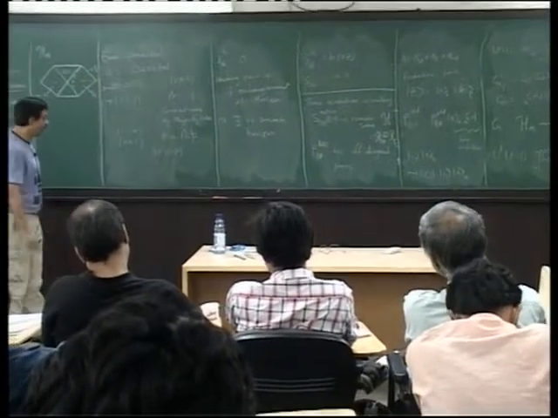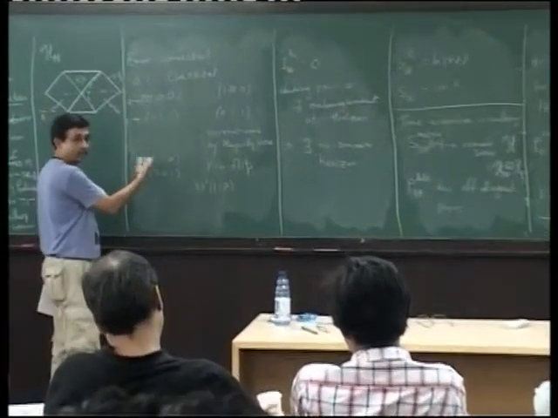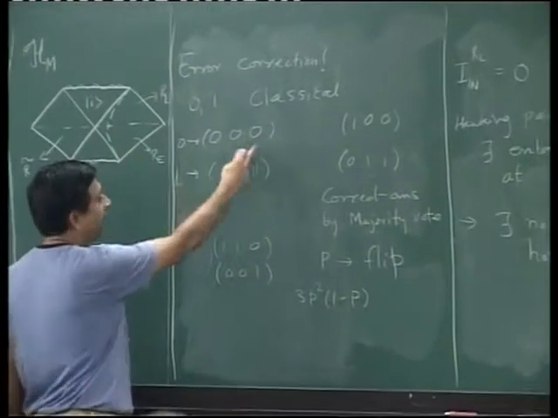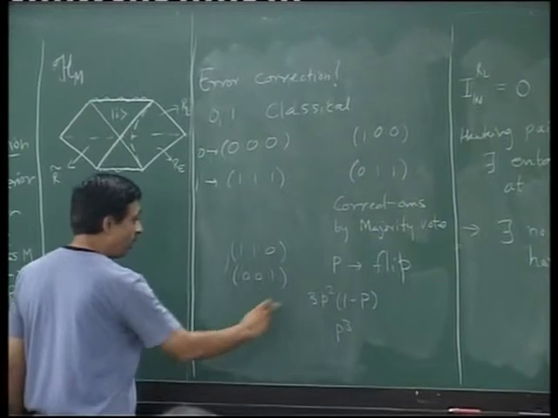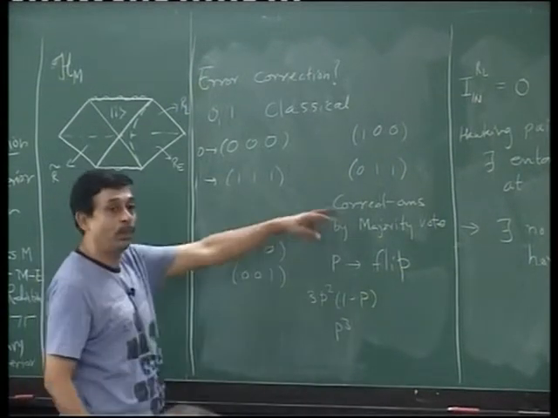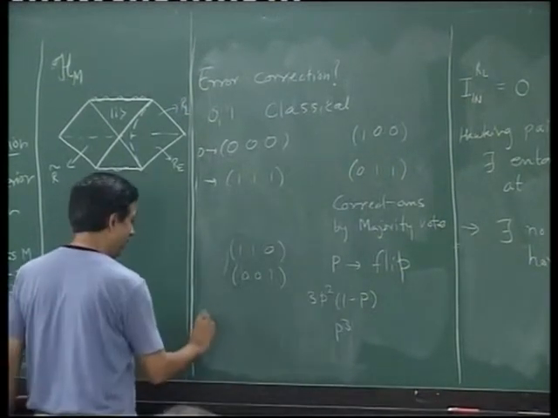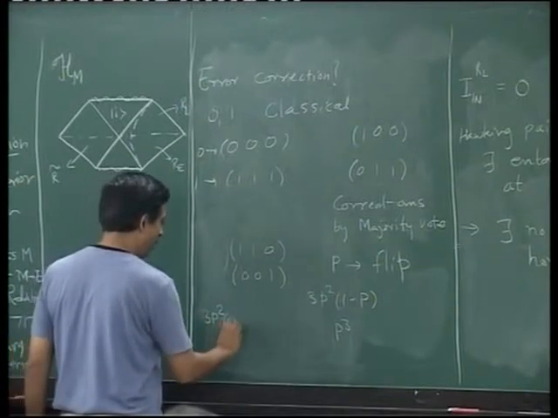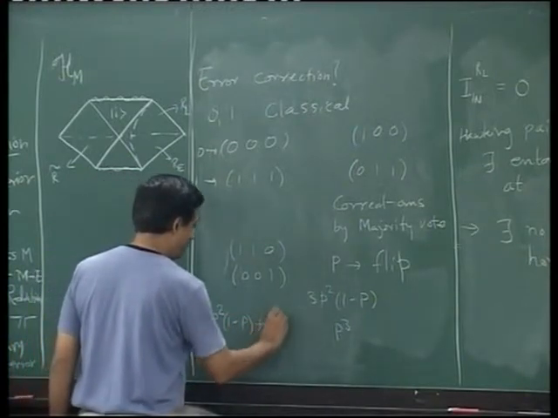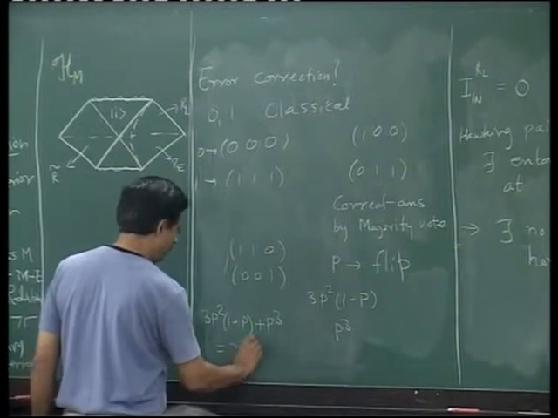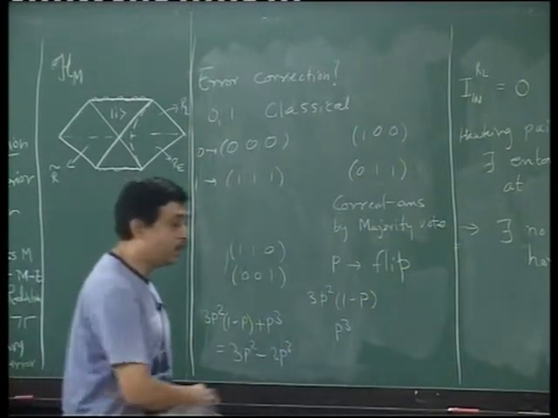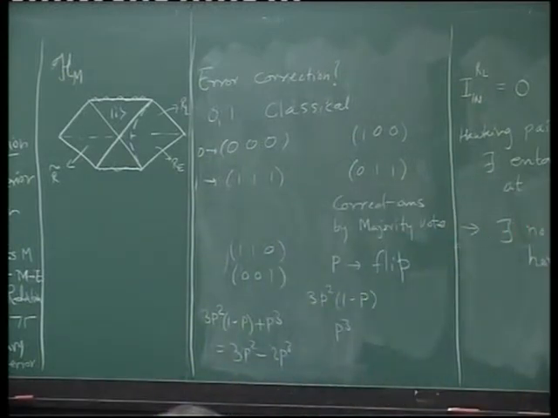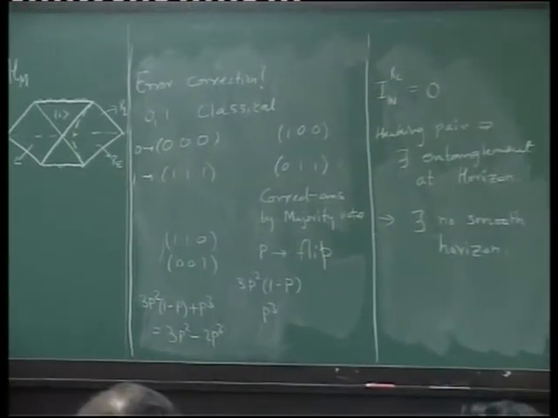Okay, but then there could be all 3 flipping, which could give you 1, 1, 1 here, for example, and that is the probability of p cubed. Okay, so the total probability of majority vote going wrong is 3p squared times (1 minus p) plus p cubed, which is 3p squared minus 2p cubed. Okay, if this quantity is smaller than half, then you would say that majority vote is still going to be fine.